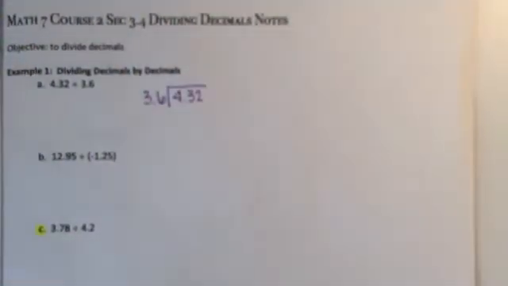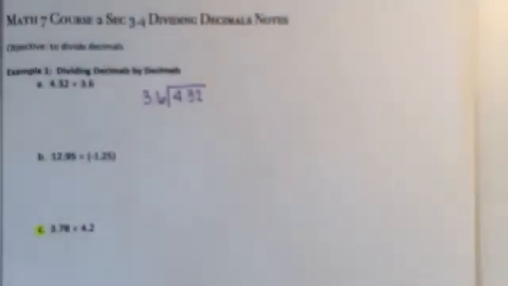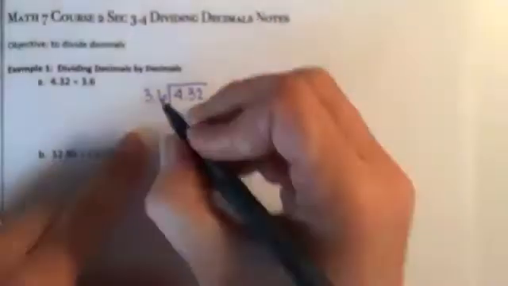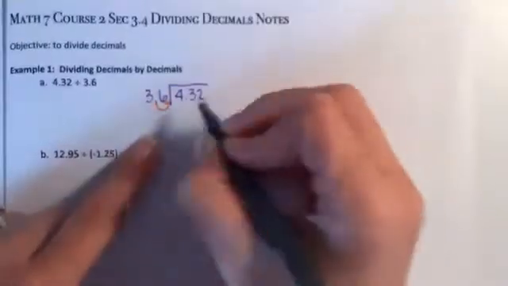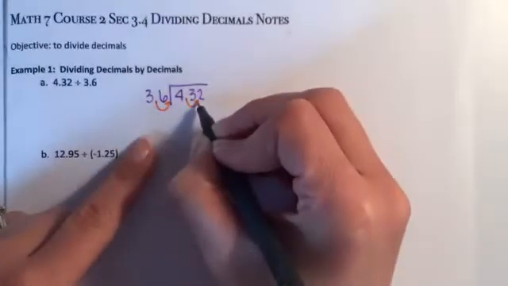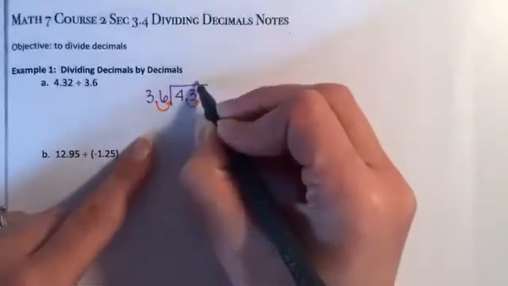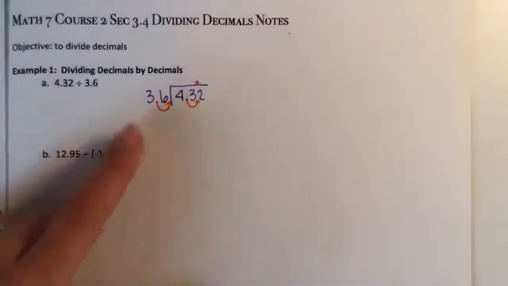So the rule with dividing decimals is that the number on the outside cannot be a decimal, because if we had to try to figure out how many times 3.6 went into something, it would be difficult. So I'm going to move this one place to make it 36. And then I'm going to also move this one place. So whatever you do on the outside, you have to do on the inside. And then you bring the decimal point up right away. And that decimal point stays there. It doesn't move around.